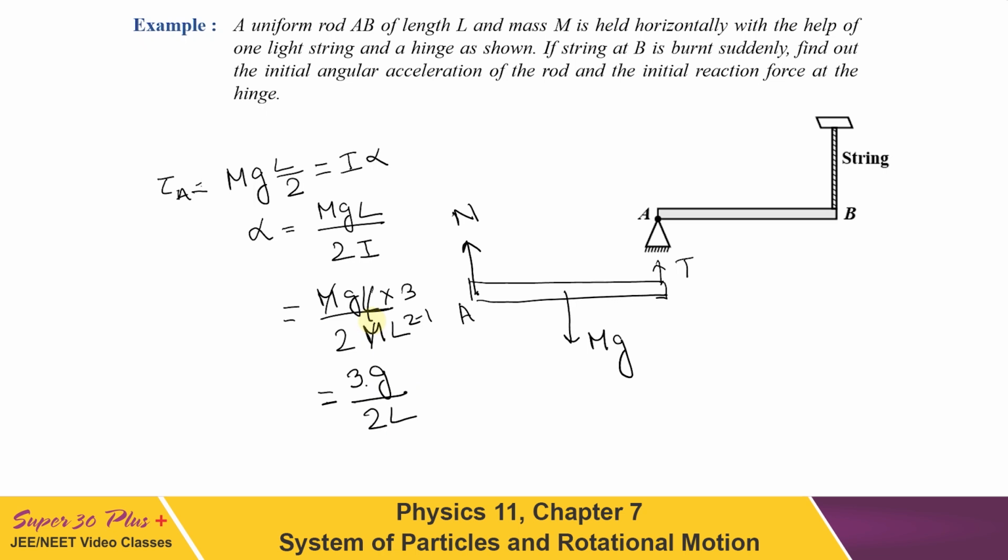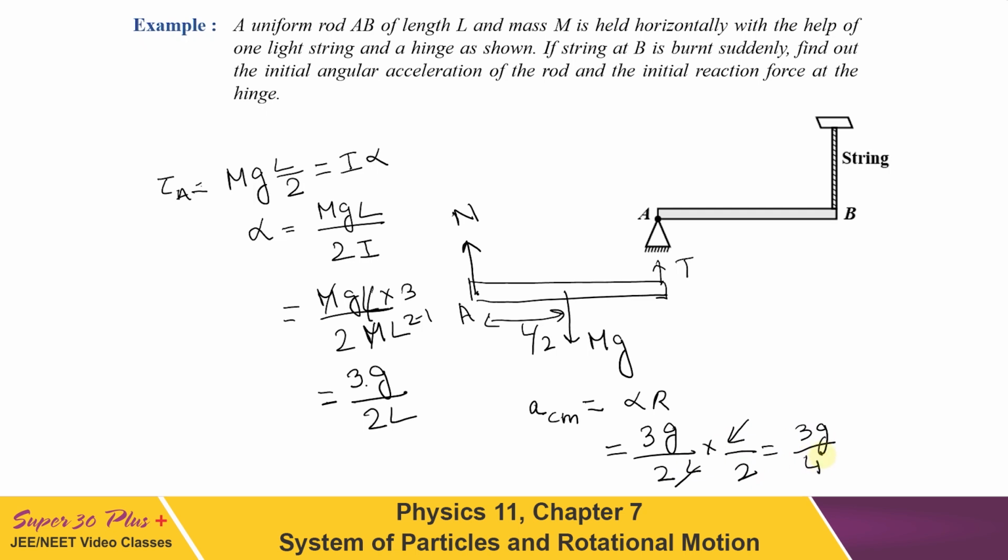Also it is asking for the initial reaction force at the hinge. So it is asking for N. Now if we have to write the linear acceleration of the center of mass, that can be written as ACM equal to alpha into R. And what is this value R? About A, the center of mass is at a distance of L by 2. So this will be equal to alpha multiplied with L by 2. If I substitute the value, this will be 3g upon 2L into L by 2. L got cancelled, that is equal to 3g by 4.